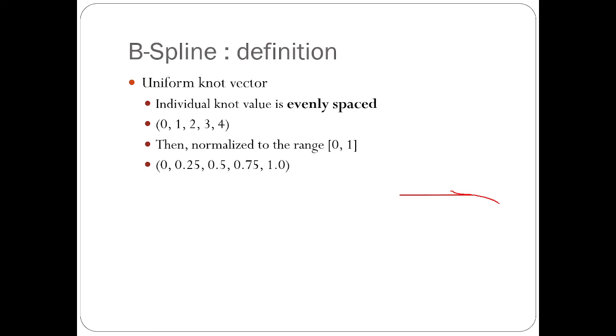In a uniform knot vector, individual knot values are evenly spaced, that is 0, 1, 2, 3, 4. Then normalize it to the range 0 to 1, that is 0, 0.25, 0.5, 0.75, 1.0.